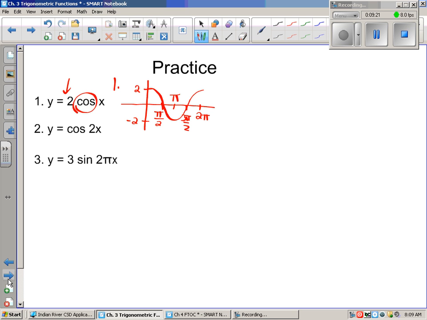Let's do the second one. Number 2 says y equals cosine 2x. Looks pretty close to the same thing. I mean, it's just got a 2 in there. But where that 2 is located changes this graph immensely. Again, we want to start the same way, though. We're going to still start with our cosine curve.